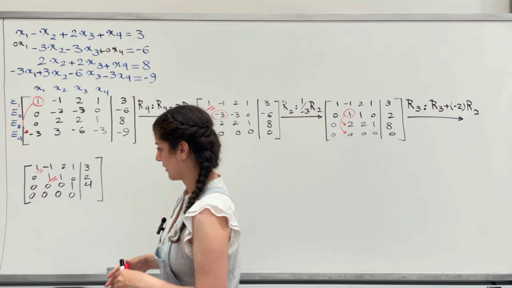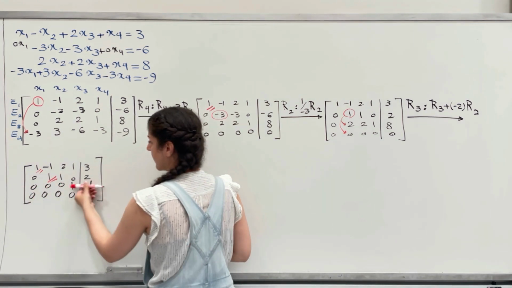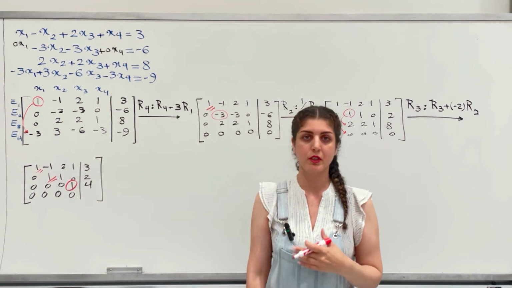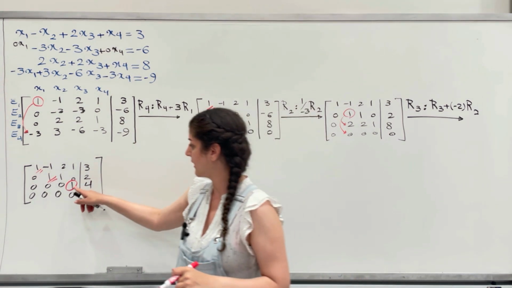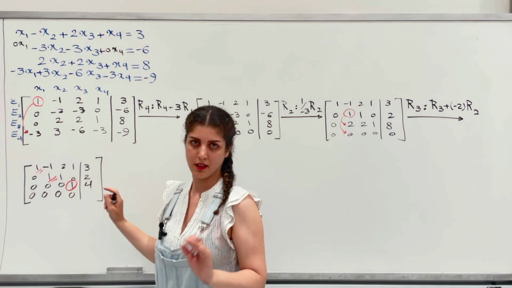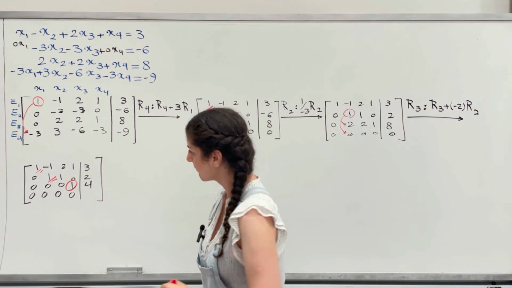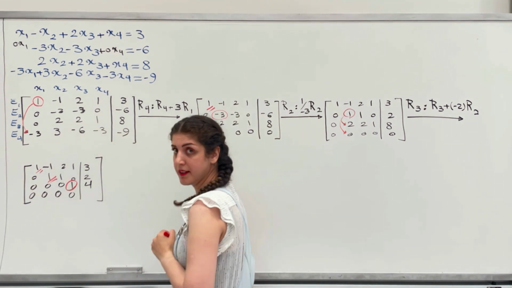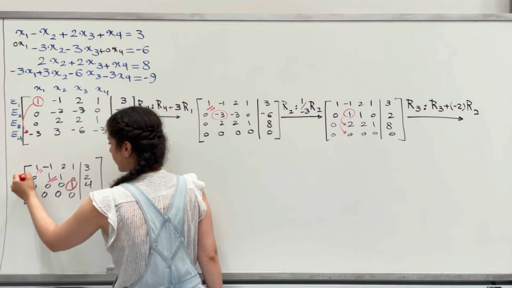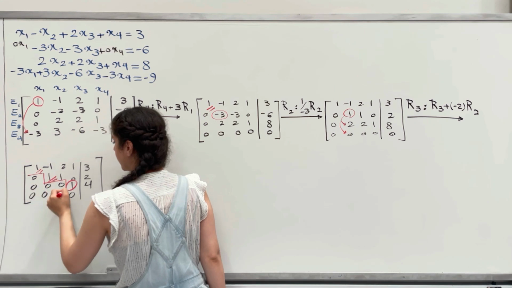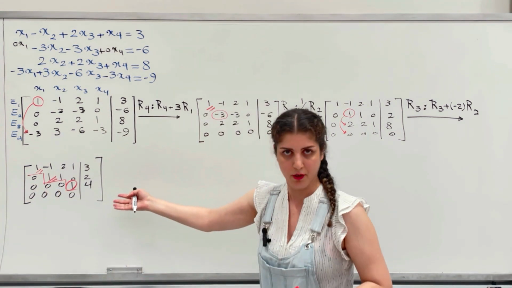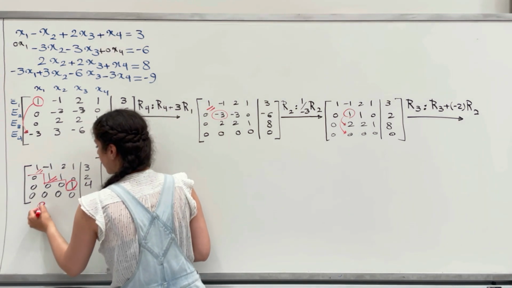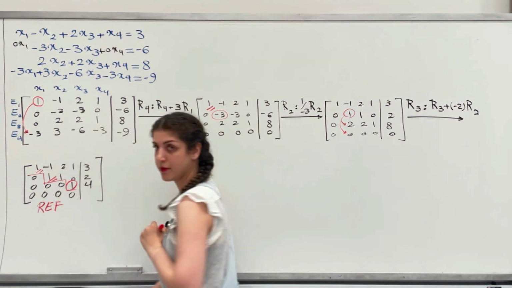Let's move on to the next row, row 3. Choose the pivot. It's already 1. I don't need to scale it. And look at that. Everything under it is 0. Okay? So far, we have all the leading ones. Everything under them are 0. And we have this staircase form. And we know that this form is actually the row echelon form, right?